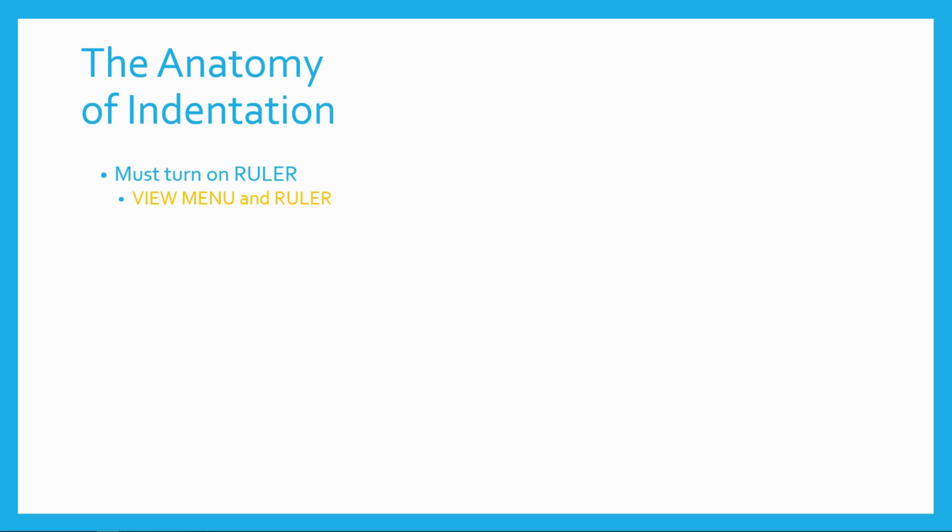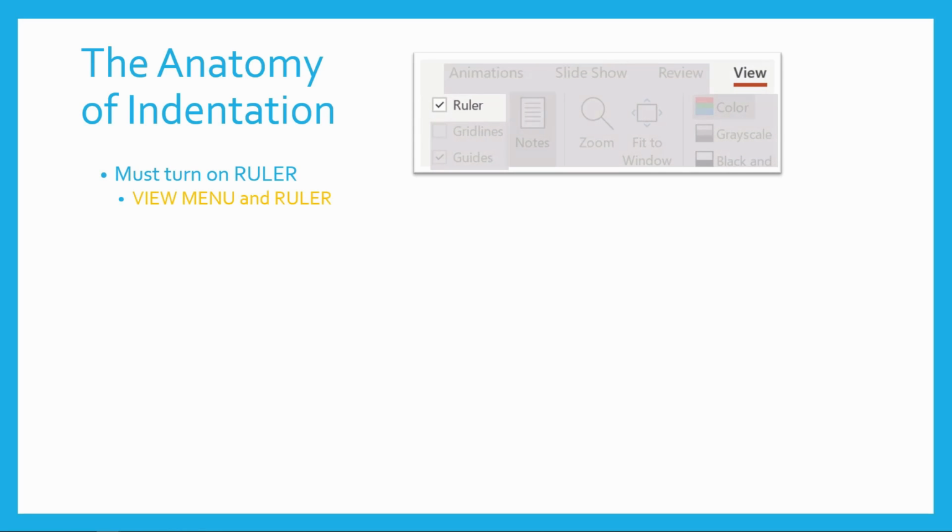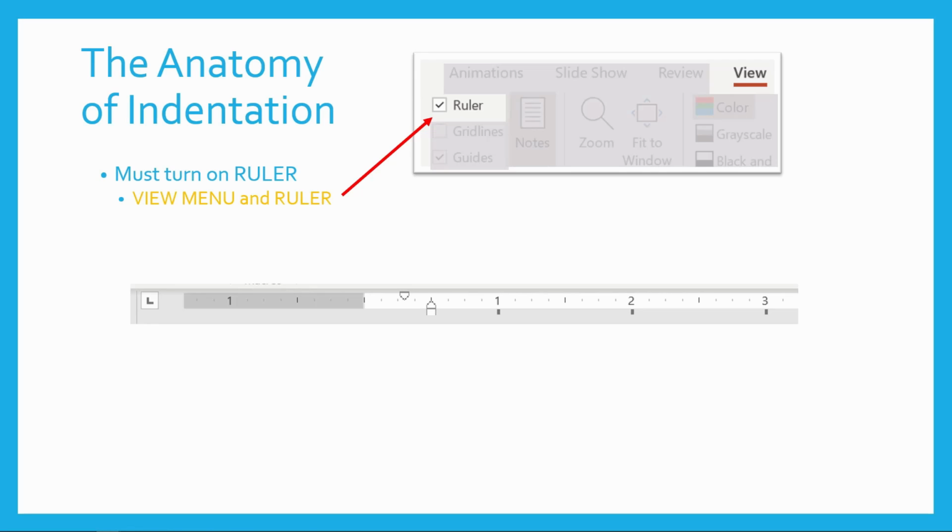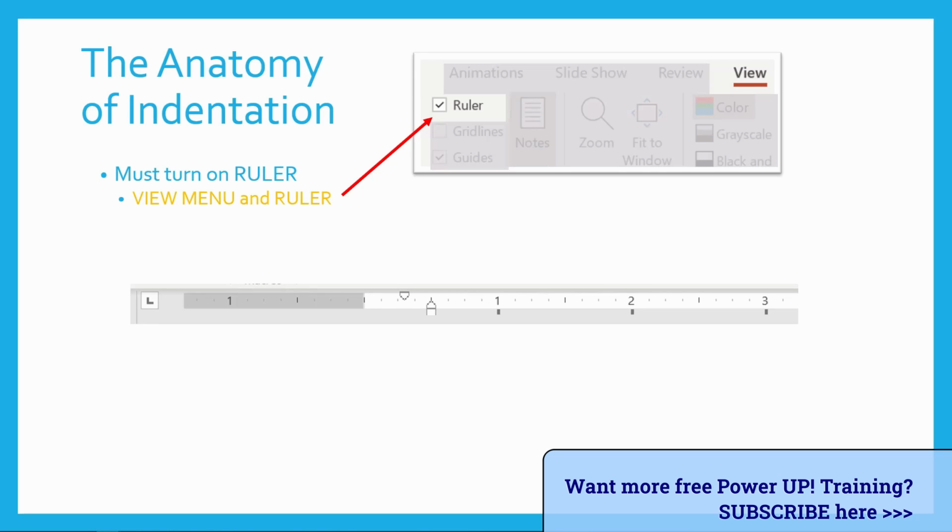To get started, we need to turn on the ruler within PowerPoint, which is not shown by default. To do this, you go into the View menu and choose Ruler and make sure the check mark is on. We'll do this live in a few moments. Once turned on, the ruler bar shows up at the top of your slides when you're doing the editing in Standard View.